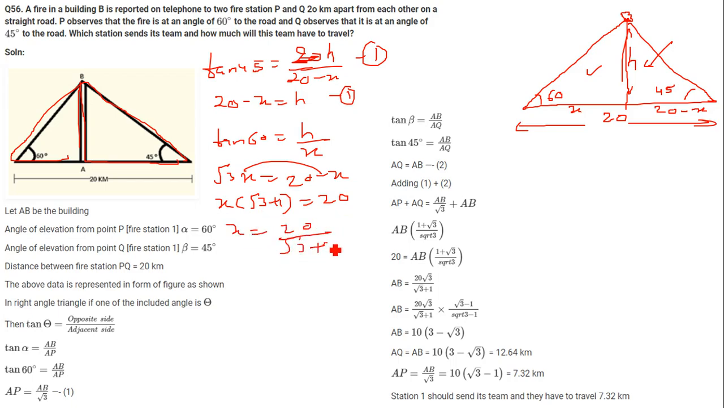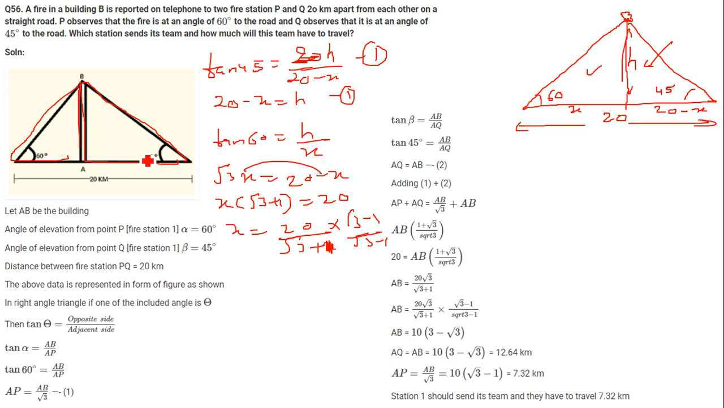X will be equal to 20 by root 3 plus 1. Okay. So let us multiply the numerator and denominator by root 3 minus 1. So this is X, root 3 plus 1, 20. So root 3 minus 1, root 3 minus 1. Let us multiply this. So what do we get?